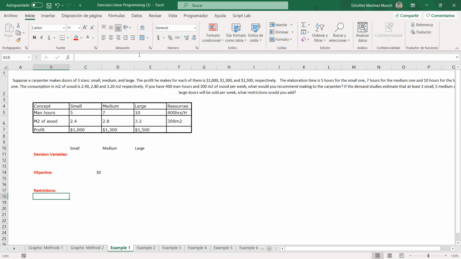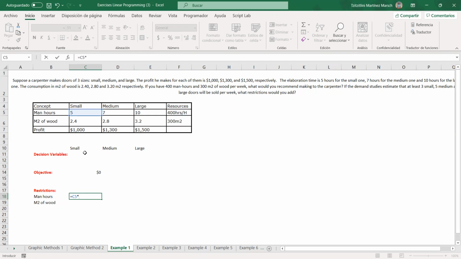And my restriction formulas: the first one is man hours, and the second one is going to be square meters of wood. The first one is going to be the simple formula of 5 man hours for the small plus 7 man hours for the medium plus 10 man hours for the large. That should be less than or equal to 400. I don't have any more than the 400 hours.